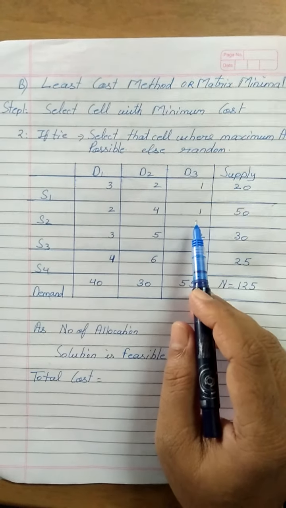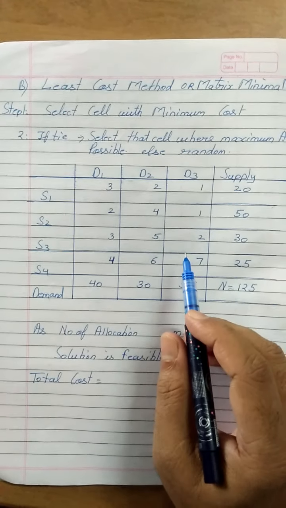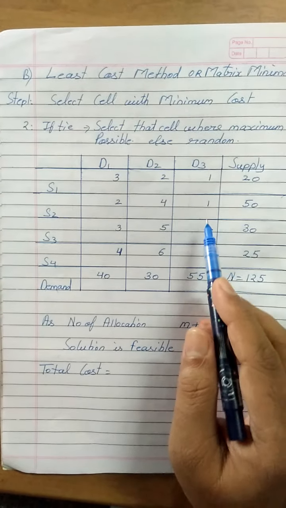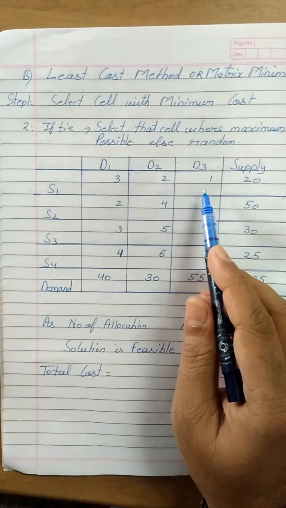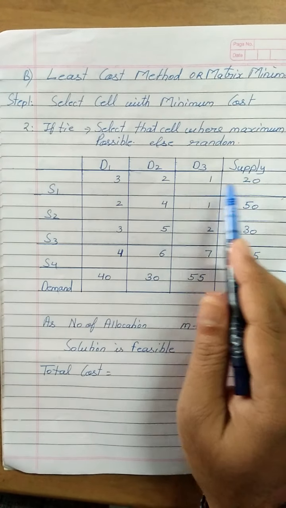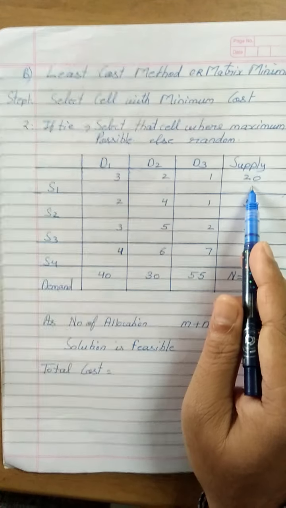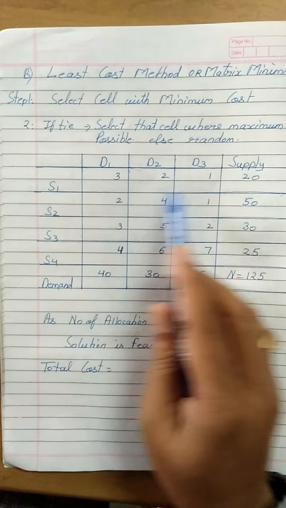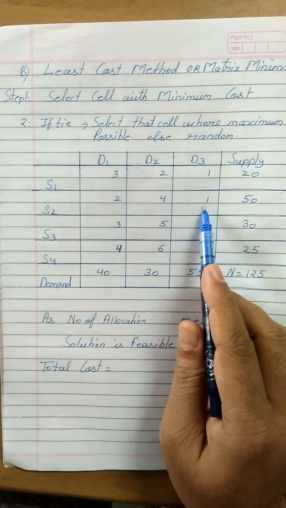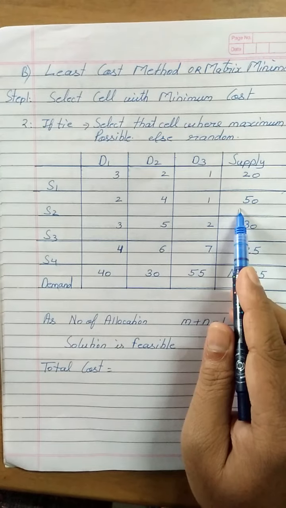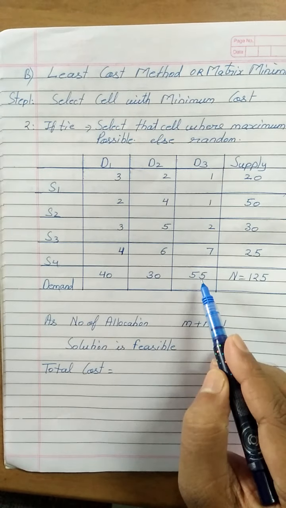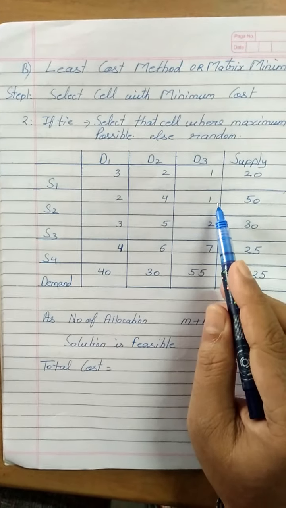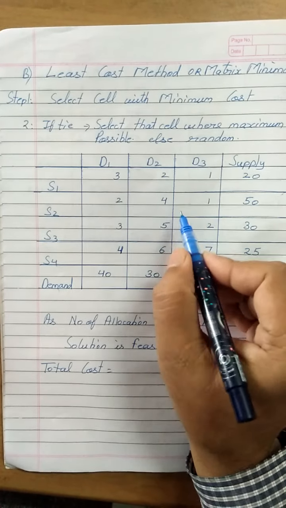Now there are two cells, so we are confused about which to select first. If there is a tie, then try to find out which cell we can give the maximum. Now see, for D3, S1 can supply 20, but D3 wants 55. Now if we come to this cell, S2 has 50, and its demand is 55. S1 can give only 20, but S2 can give 50. So in that case, we select this first.